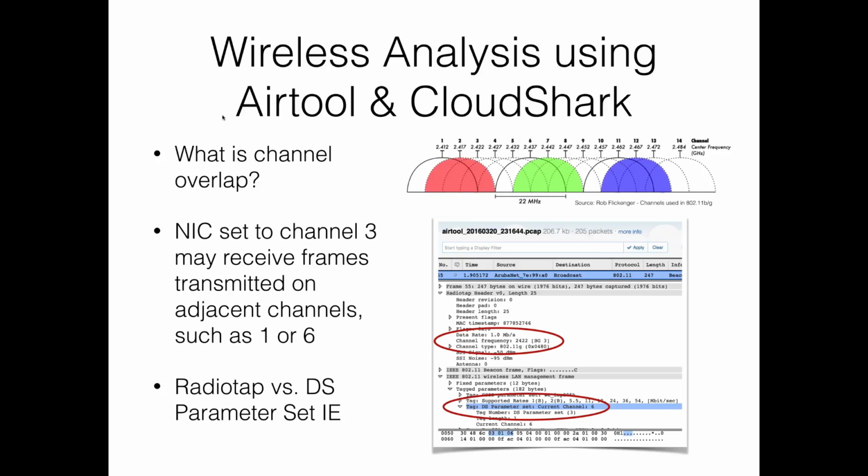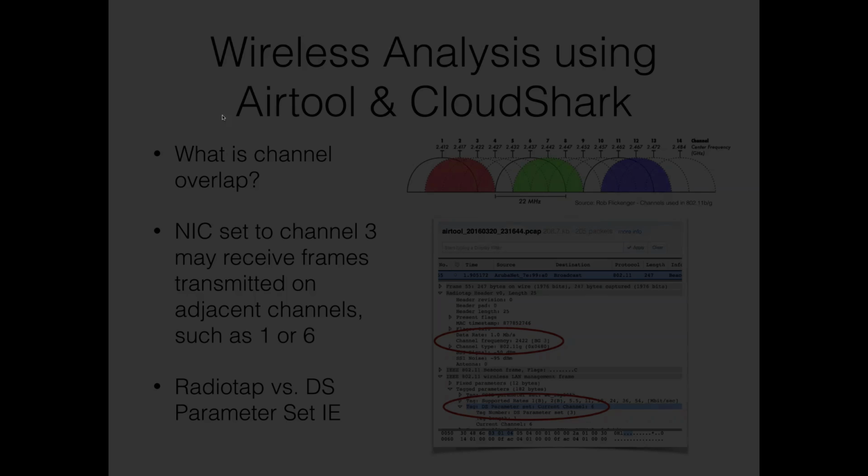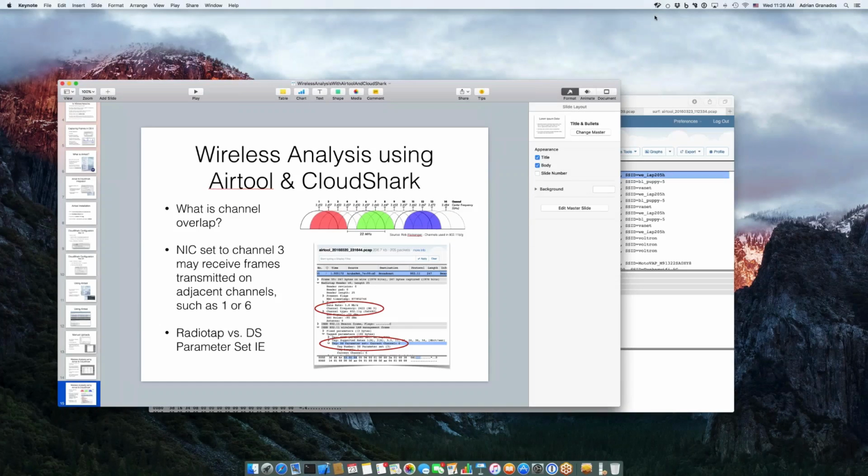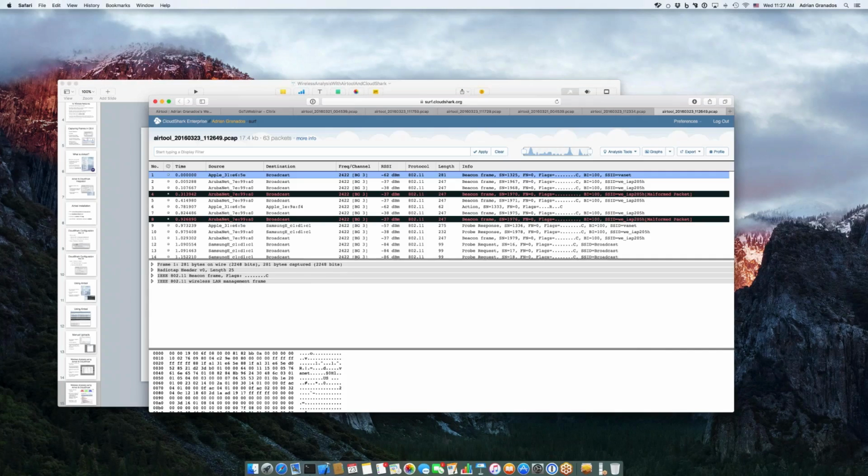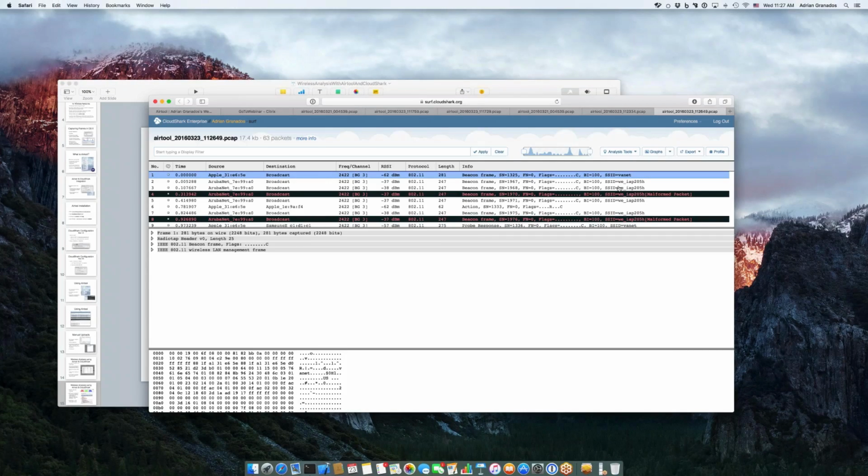So what this means is that when you capture on channel 3, for example, you might get frames that were transmitted on channel 1 and channel 6. So let me show you an example now. Let's capture on channel 3. Now let's see some of the packets we got.